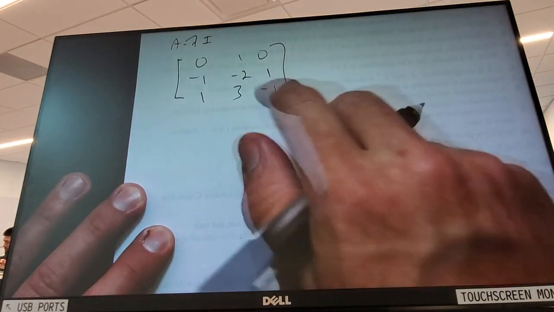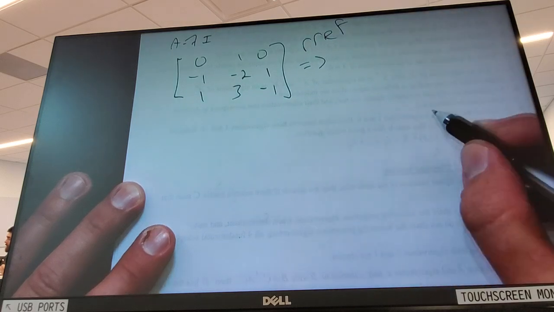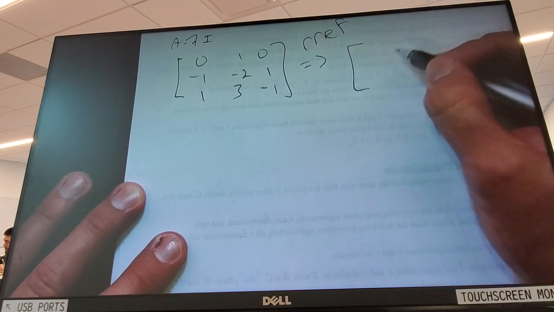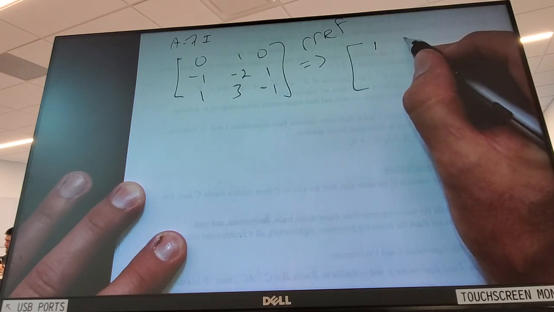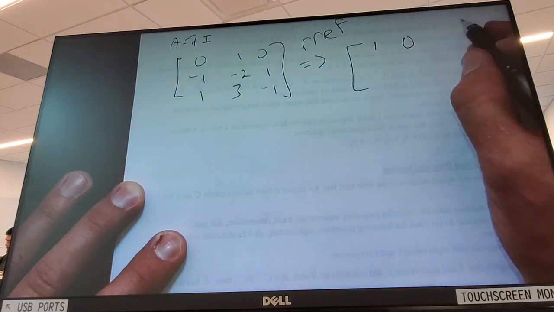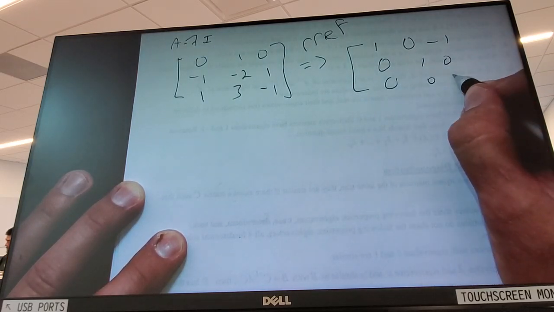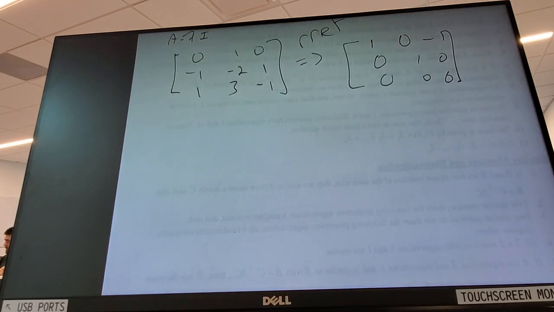Now, if you throw that in your calculator and row reduce, RREF, then I believe you get 1, 0, -1, and 0, 1, 0, yes? Somebody check me on that. You never know. I'm trying to work out the last couple steps in my head here. I think that's right.